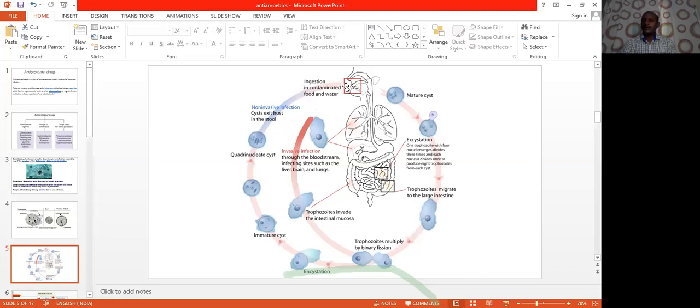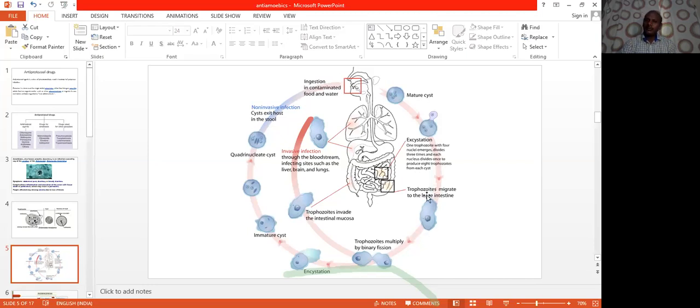So you ingest contaminated food or water, and this contaminated food or water will have the cyst, and the cyst will be converted into trophozoites. Converting cyst into trophozoites, we call it excystation. Excystation is the cyst converting into trophozoites. Okay, infective to invasive.